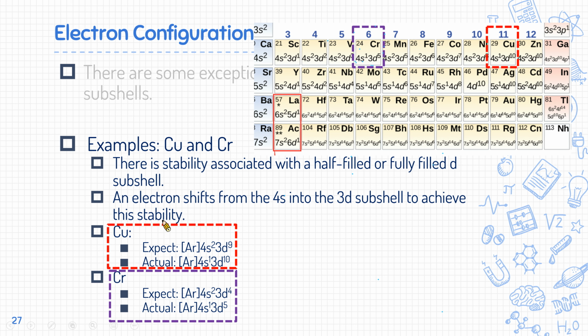this stability. Similarly, for chromium the expected valence electrons are 4s2 3d4, following the Aufbau principle. Actually, the valence electrons are 4s1 3d5. An electron shifts from the 4s into the 3d subshell to achieve the higher stability. This is some exception, and the two examples here.